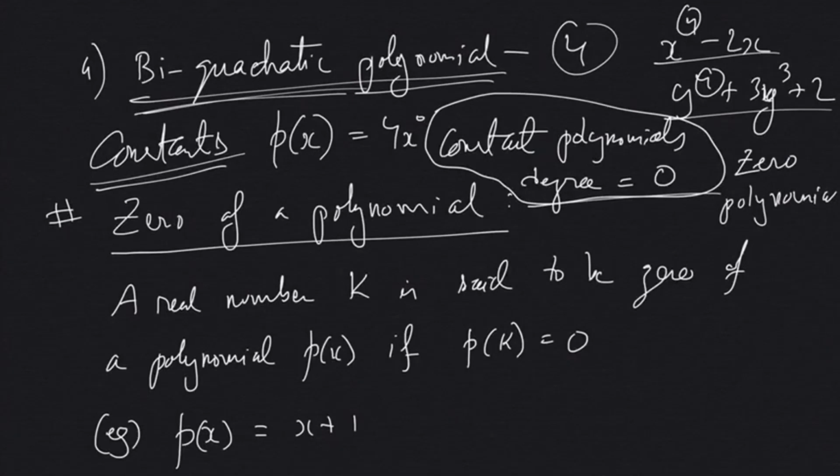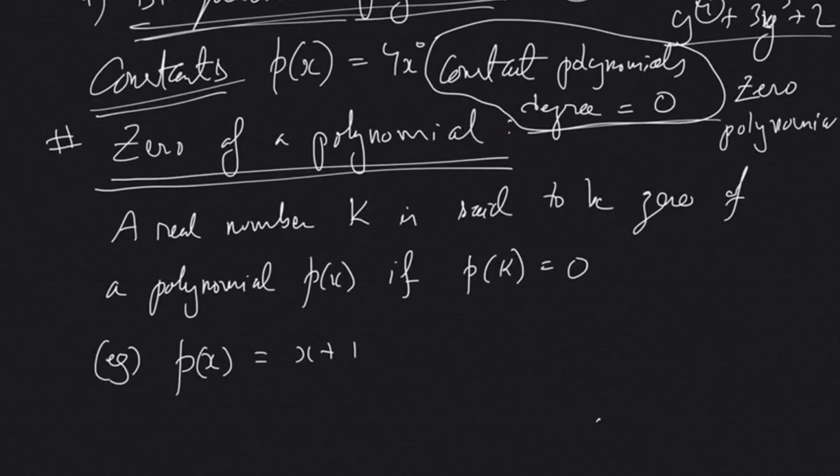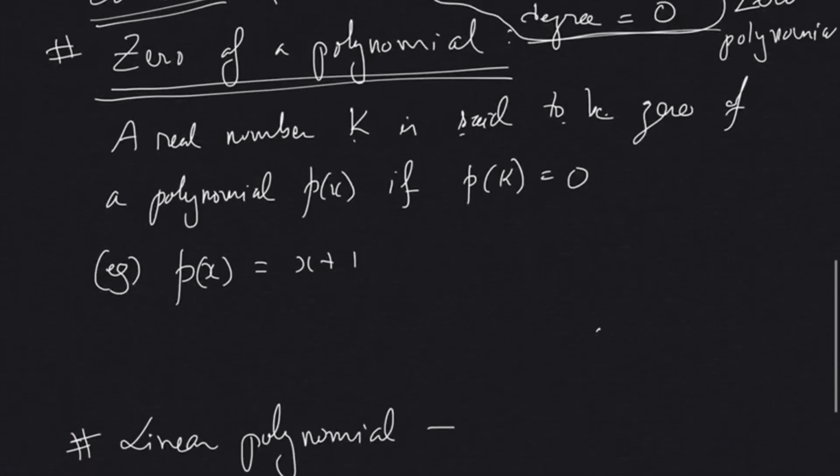Now, what do you mean by zero of a polynomial? Let's study this. What is meant by zeros of a polynomial? A real number k is said to be a 0 of a given polynomial p of x if p of k is 0. That is, if we can substitute the value of x by that k and then our polynomial turns out to be 0, then we can consider that real number value k as the 0 of that given polynomial.